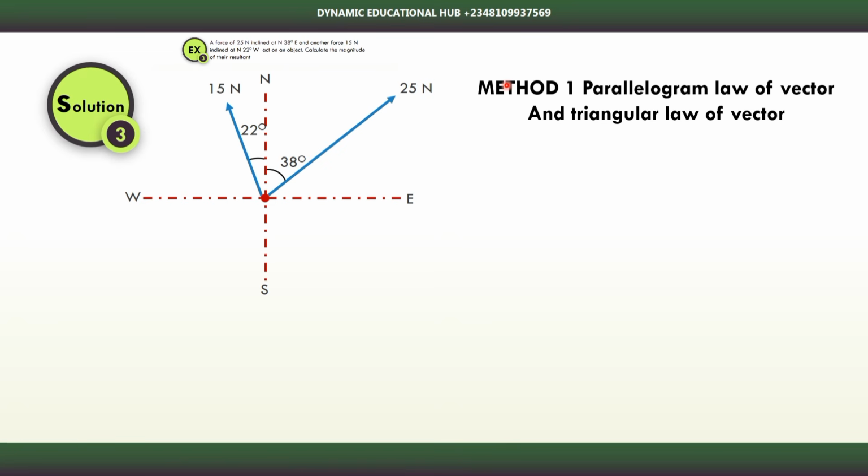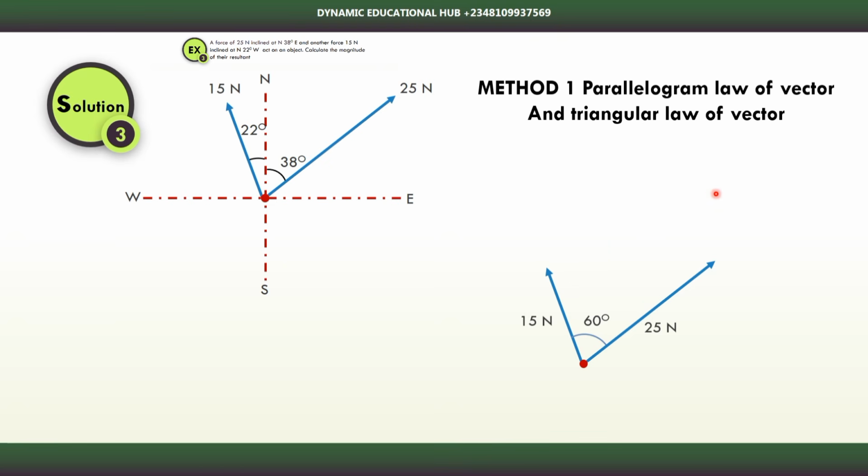How do we use it to solve it? This is our diagram. This has turned to this. Why do we have 60 degrees here? 22 plus 38 degrees. So the angle at this vertex is 60 degrees. And we have 25 Newton acting. Don't forget we are dealing with vectors. It has direction, and 15 degrees acting this way. How do we now apply the triangular law of vector and the parallelogram law of vector?